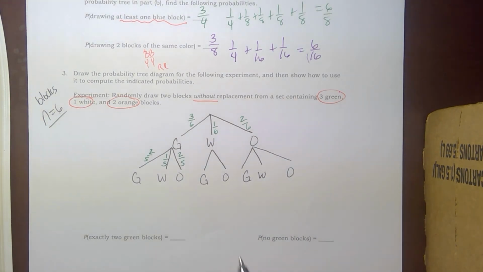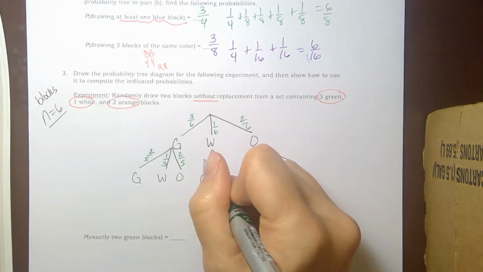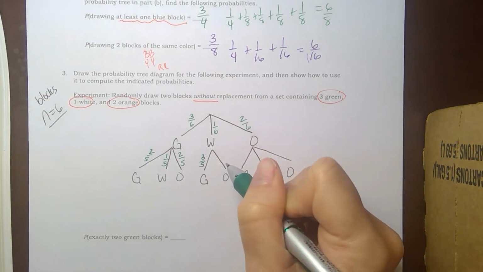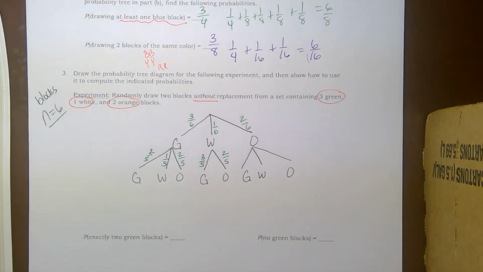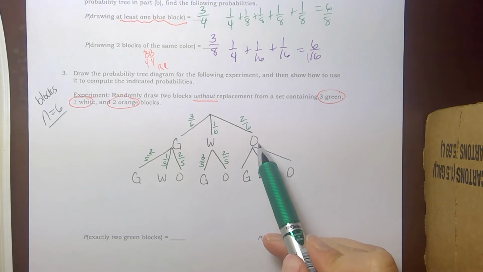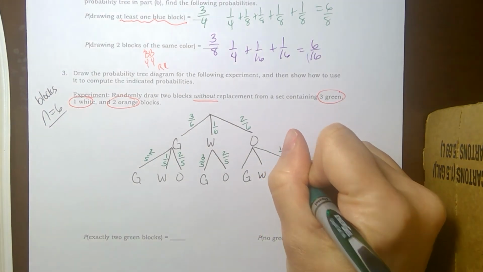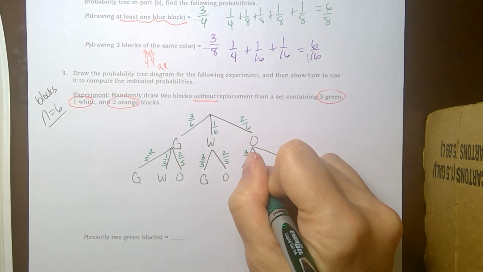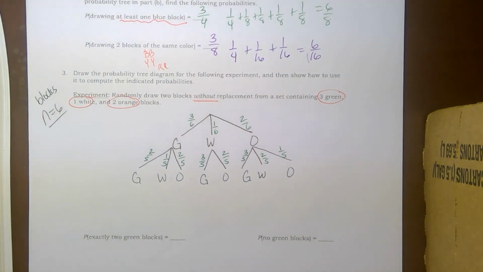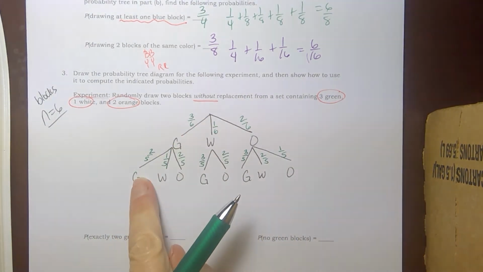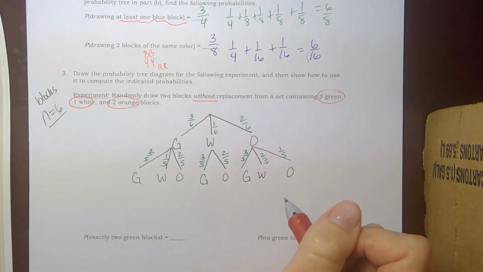Let's look at the middle branch. If I drew the white block and didn't put it back, I still have 5 blocks total. 3 of them are green and 2 of them are orange. If I drew one of my 2 orange blocks and didn't put it back, there's still 1 of them left, as well as 3 green blocks and 2 white blocks. Go ahead and calculate the probabilities of each branch and write them down here below. Leave your denominator as 30.